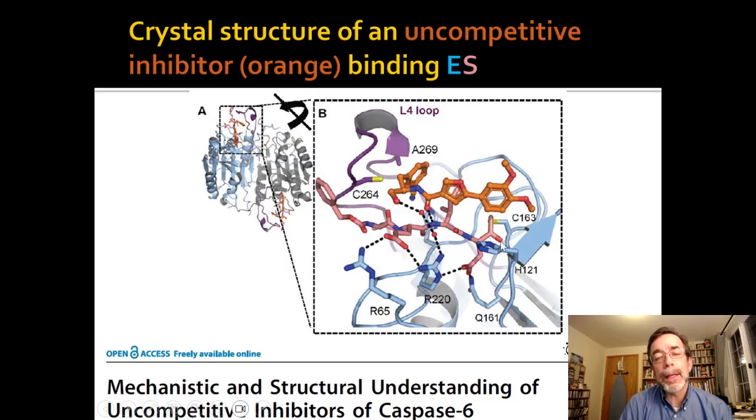The enzyme is blue, the substrate is pink. What happens is the substrate binds, and that creates the binding pocket for the inhibitor. And when the inhibitor binds, it blocks the catalytic machinery, so it basically freezes the enzyme into the enzyme-substrate-inhibitor bound complex. So this is showing what it actually looks like structure-wise.